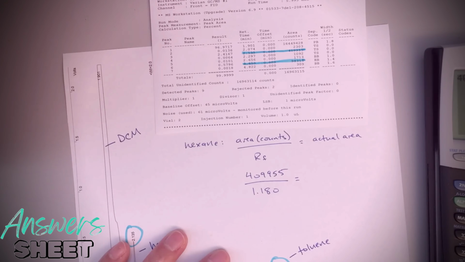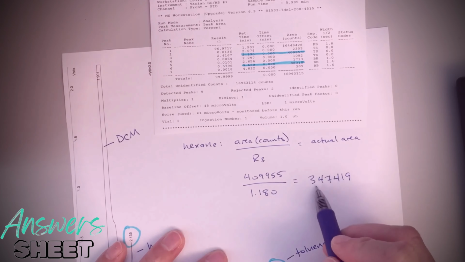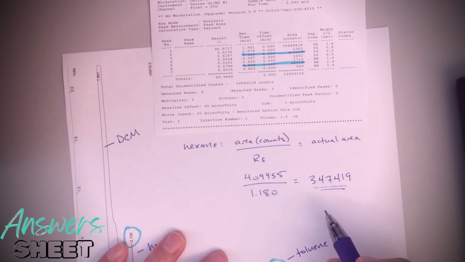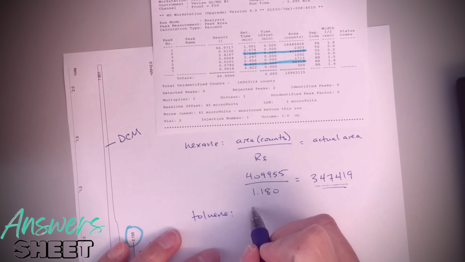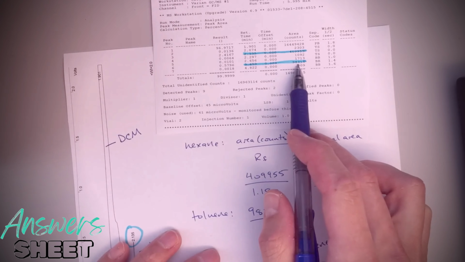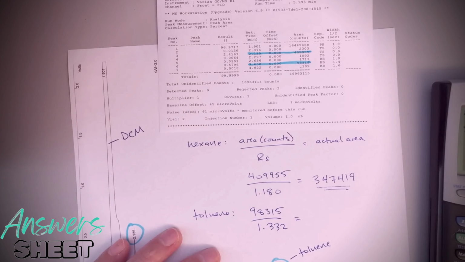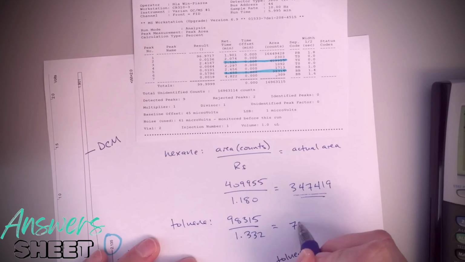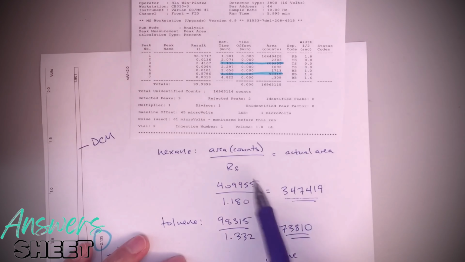So let's just do this real quick. So this is going to be the actual area of my hexane. I can do the same thing for toluene, and that's going to be 98315. Just reading that number, it's probably hard to see, but that's my area from my data. And divide that by 1.332. So these are now my areas for my hexane and toluene.